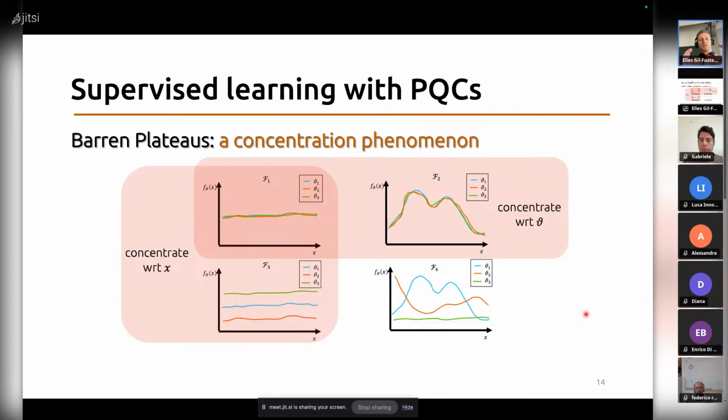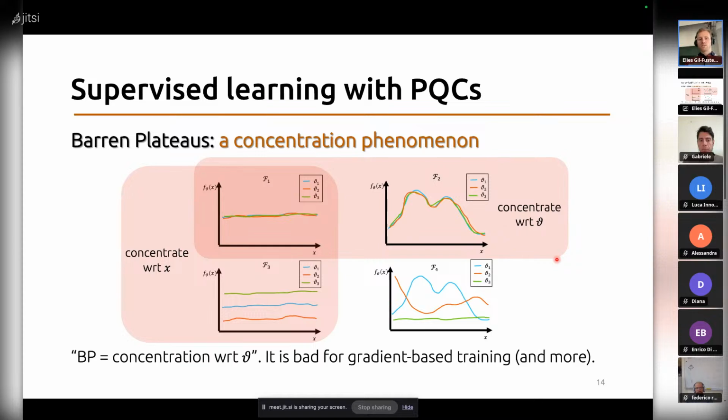Now, if you come up with a very nice quantum machine learning model, and I look at the hypothesis family and find that you suffer from this property, that you concentrate with respect to theta or with respect to X, then it's clear that you will have some problems in using this as a quantum machine learning model. In particular, and this is what a barren plateau is, we'll say a barren plateau is a property of a function family where you have concentration with respect to theta. And it should be clear that it's at least bad for gradient-based training.